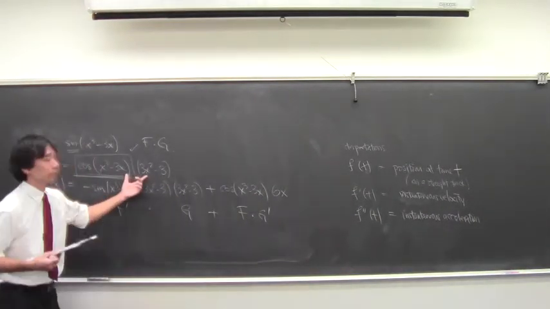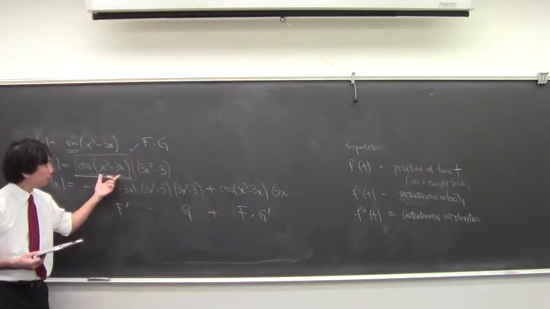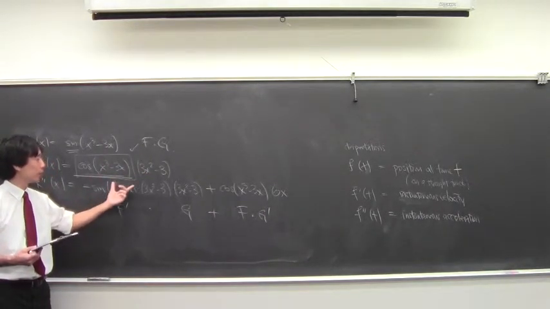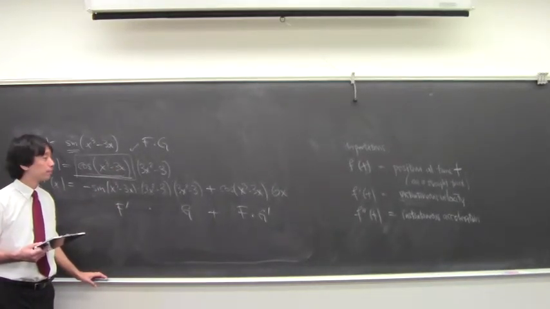Use the product rule on this thing. You see that this thing is a product. You use the product rule, and in the course of using the product rule, you realize you have to use the chain rule. Why is 3x squared minus 3 multiplied twice?